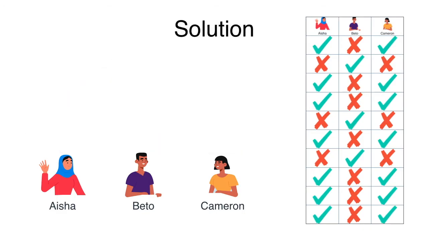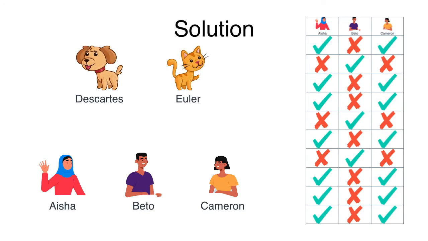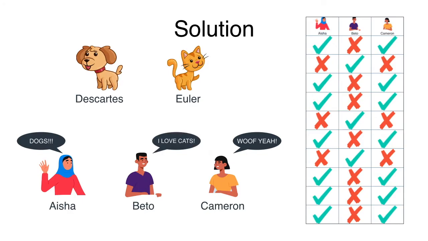And here's a possible answer to our dilemma. Let's say that they're not alone. In the house, there is a dog called Descartes and a cat called Euler, and sometimes the dog shows up and sometimes the cat shows up. And it turns out that Aisha and Cameron absolutely love dogs, so they show up whenever Descartes shows up, but they don't like cats. And Beto, well, he adores cats, but he's allergic to dogs, so he only shows up when Euler shows up. And when we look at the data, we conclude that the times where Aisha and Cameron showed up, perhaps it's because the dog Descartes was there, and the times where only Beto showed up is perhaps because Euler the cat was there.